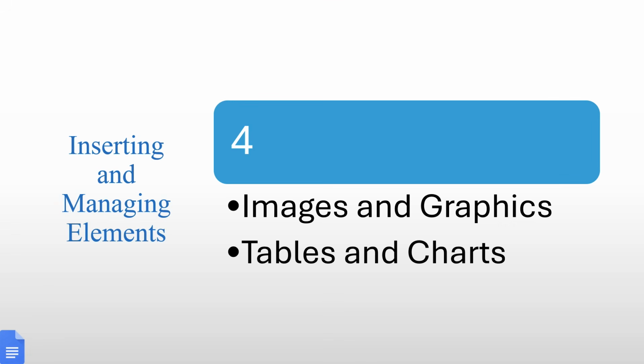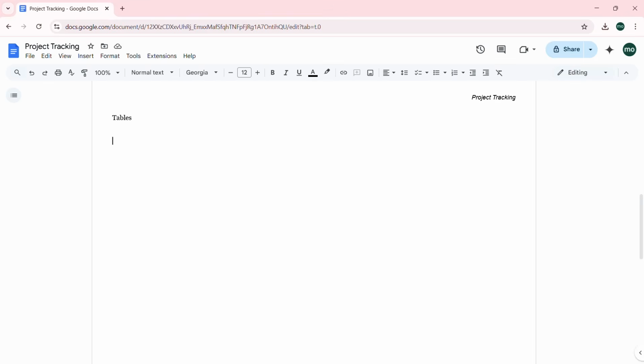For part 4, we'll go ahead and insert some images, some tables, and some charts. I'll go back to my page 2 here. So remember, page 2 has the landscape orientation. Allows us to add some big tables and charts and images in here as well. I'll go ahead and insert a simple table just to be able to track some of the tasks or projects.